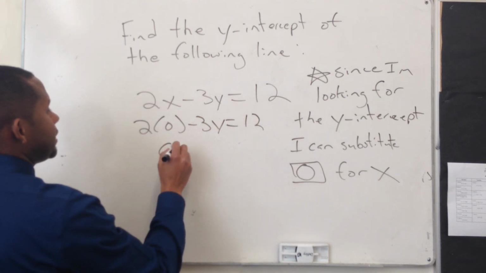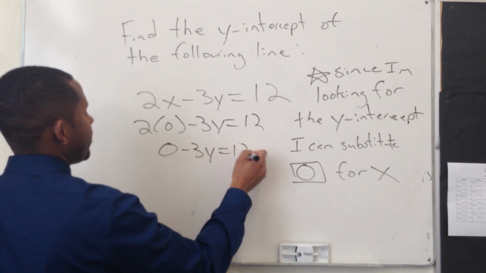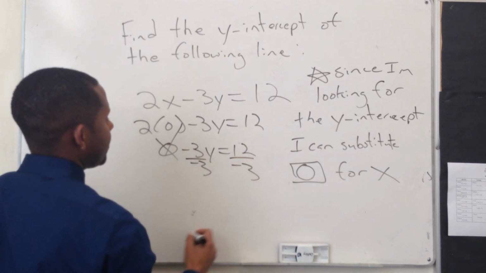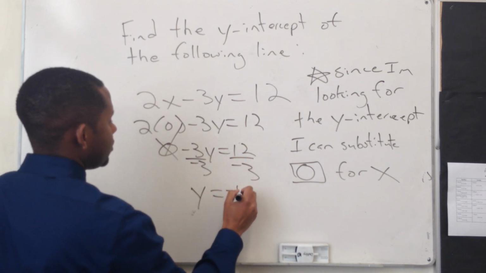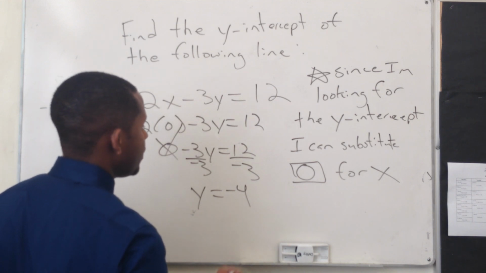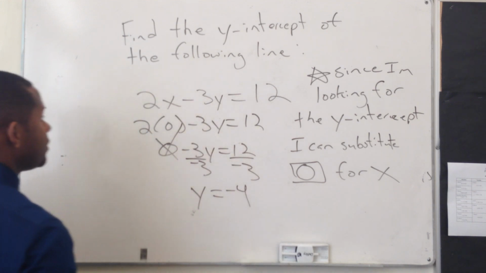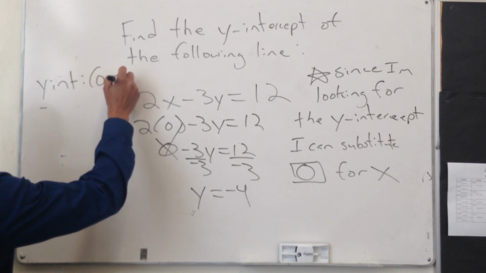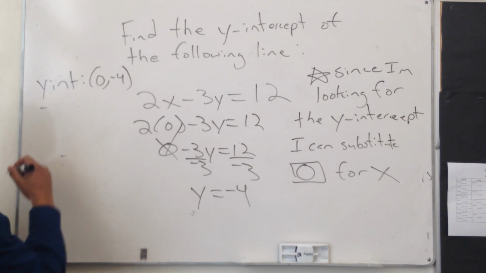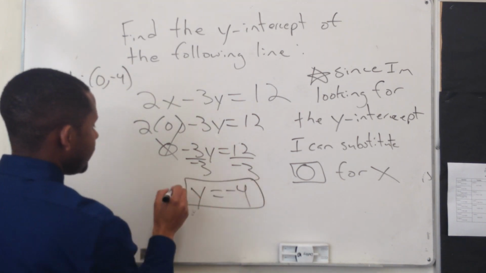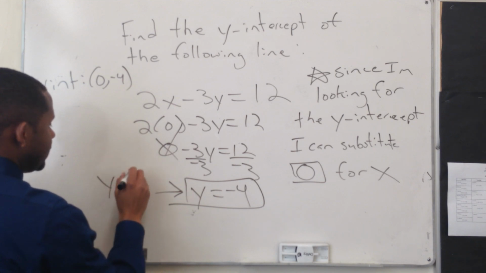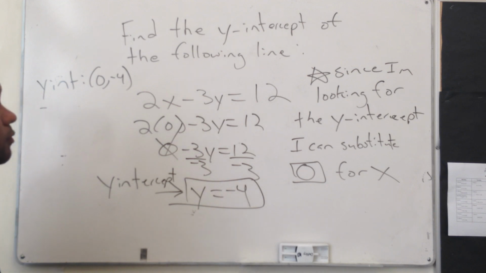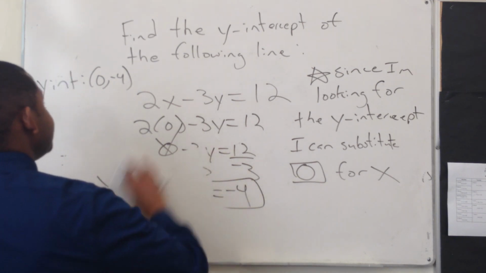Right? 2 times 0 is 0, minus 3y equals 12. Divide by -3, divide by -3, y equals -4. So the y-intercept is the point 0, -4. Okay? This is your y-intercept. It's as simple as that.